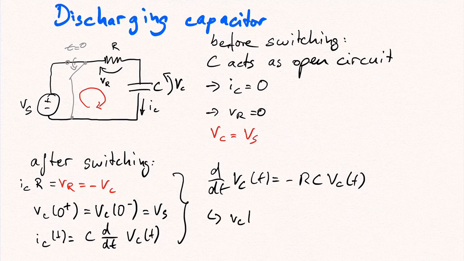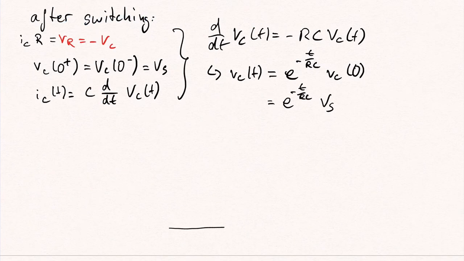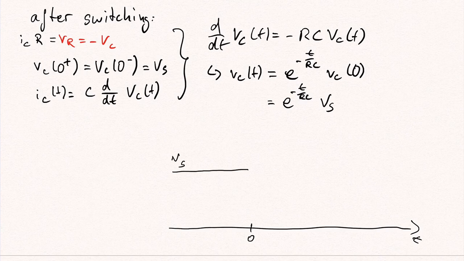It is Vc at time t is equal to e to the power of minus t divided by RC, times Vc of 0. And since we know that Vc of 0 is Vs, this is equal to e to the power of minus t over RC times Vs. Visualizing the voltage across a capacitor gives the following plot. Up until time 0, the voltage is constant at Vs. After that, once we have switched, the voltage decays exponentially and approaches 0.